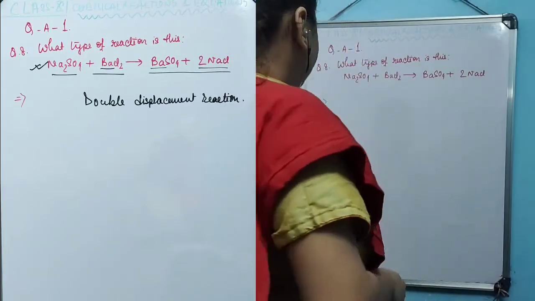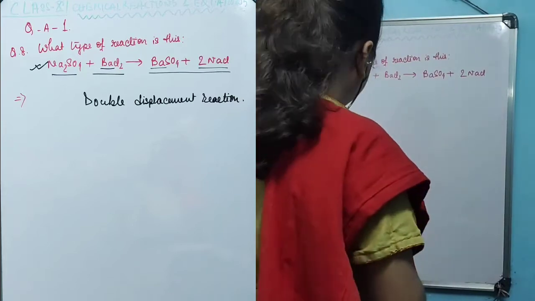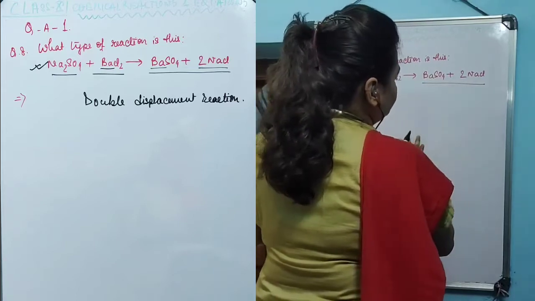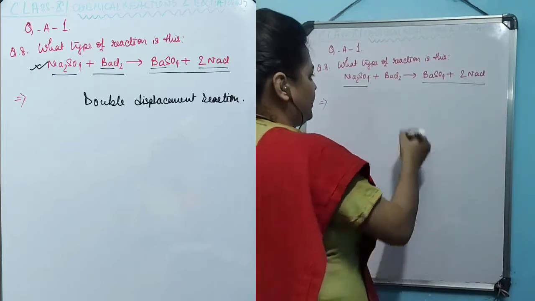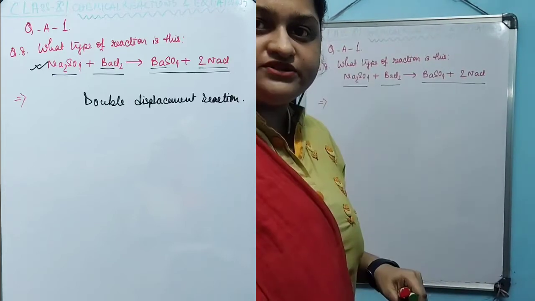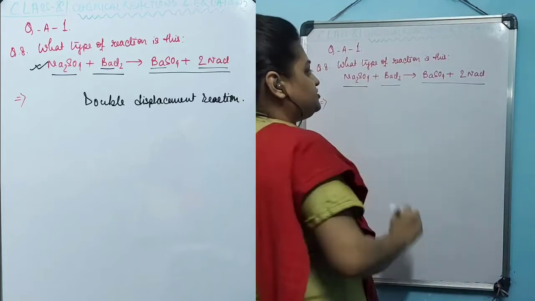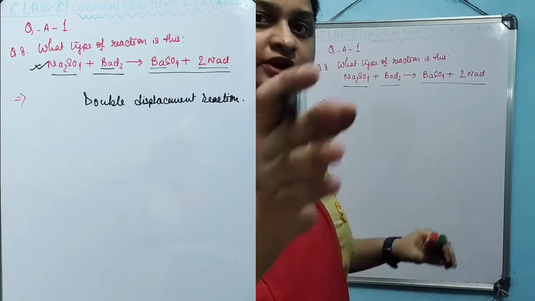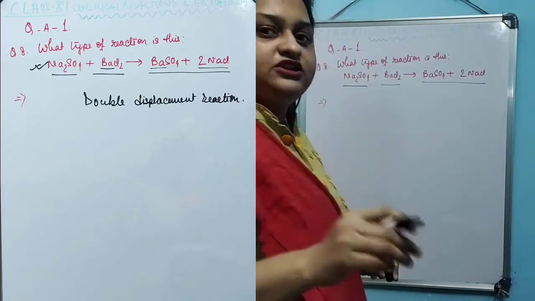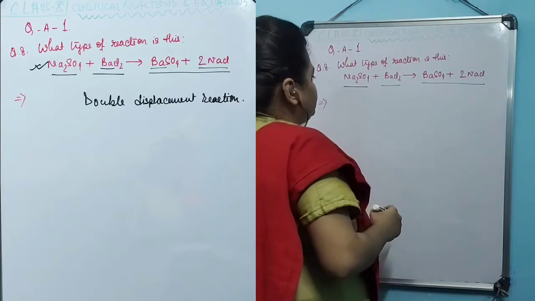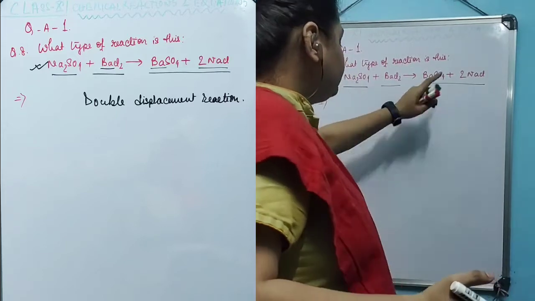Question number 8 is, what type of reaction is this? Na2SO4 plus BaCl2 is producing BaSO4 plus 2NaCl. So on my reactant side we have two reactants, one is Na2SO4 and another one is BaCl2. And on the product side there are also two products. Now if you notice, the chloride salt on the reactant side is accompanied by barium, whereas on the product side the chloride salt is accompanied by sodium. The sulfate salt on the reactant side is accompanied by sodium, whereas on the product side the sulfate salt is accompanied by barium.